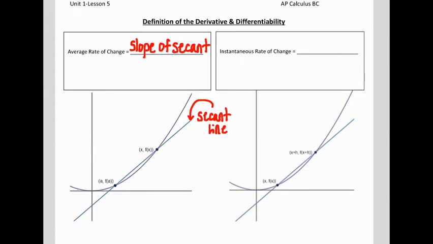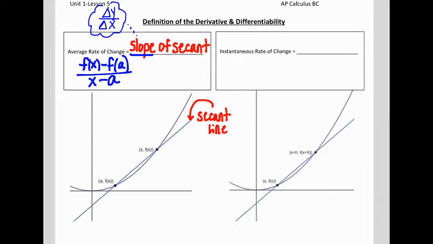So if the average rate of change is the slope of the secant line, then we need change in y over change in x. So if we look at the function notation down here, our y values are f of x and f of a, divided by the change in x, our x values are x and a. This is our average rate of change, basically just a slope.